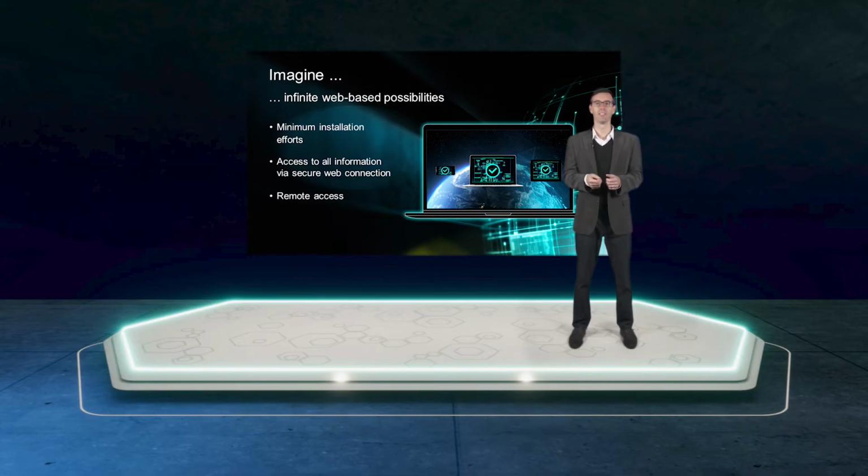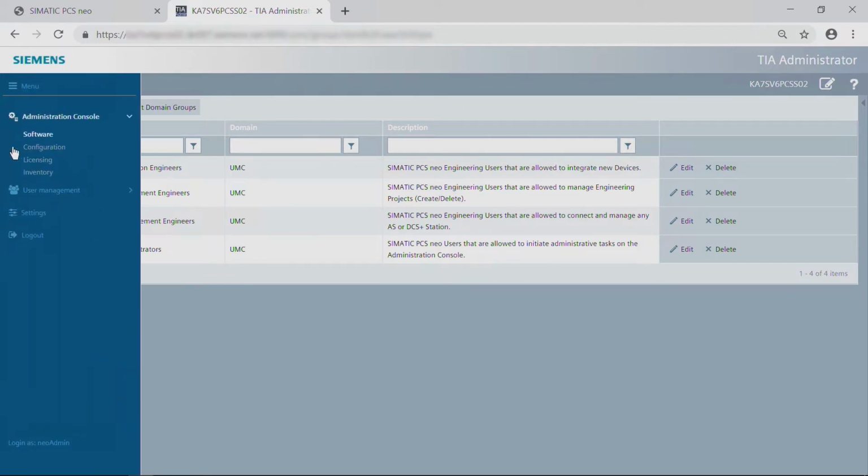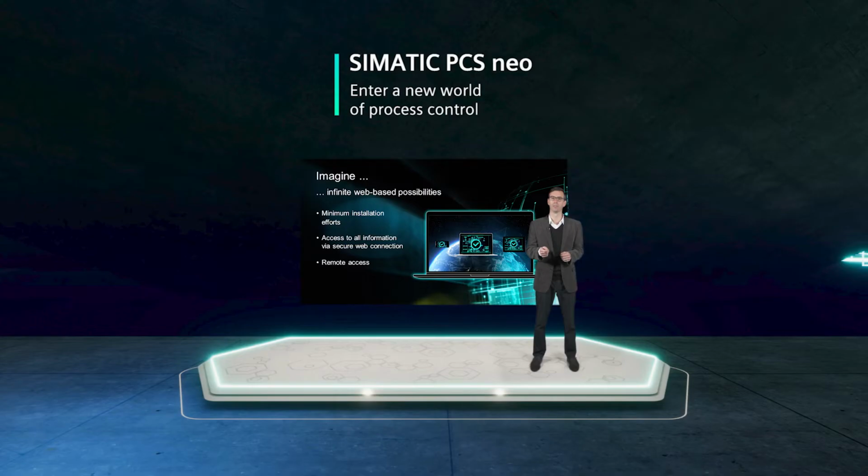With SIMATIC PCS Neo, your experts have immediate and secure access to your engineering projects and operation processes from anywhere. The installation of functions, system maintenance, and user management is executed at one central point, the administration console. Doing so, SIMATIC PCS Neo optimally supports you and significantly contributes to reducing costs during the entire plant operation.